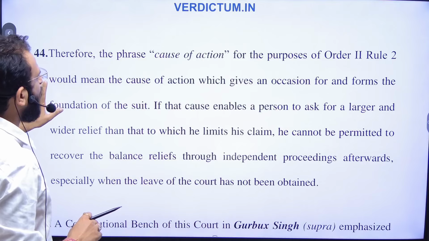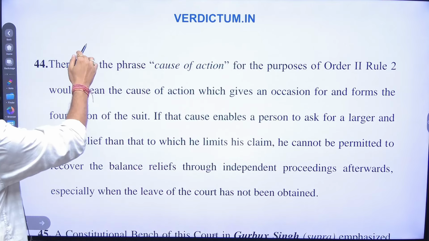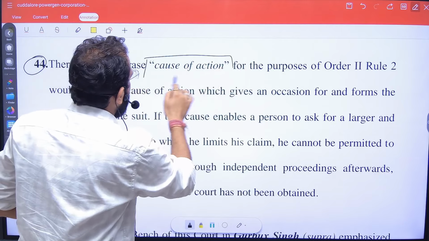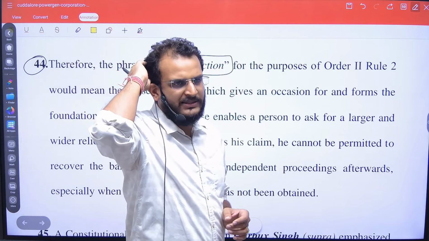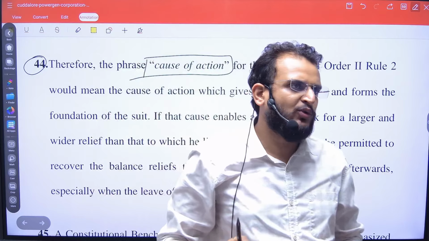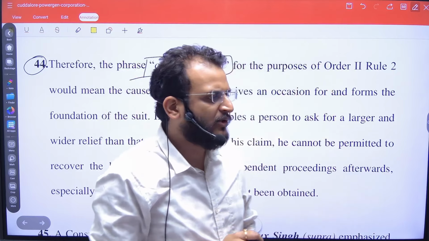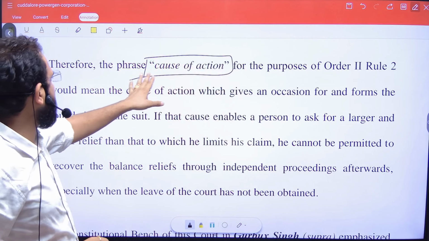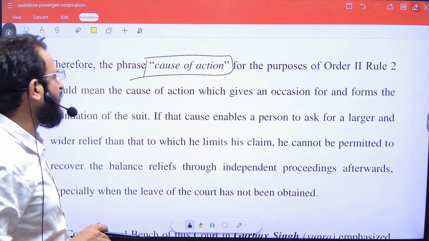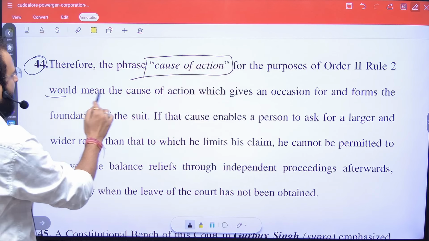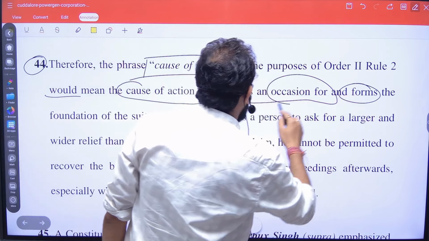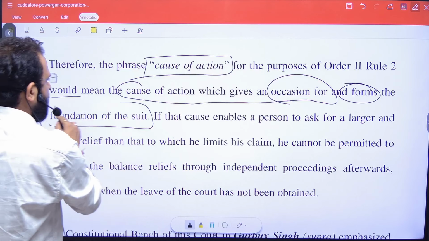Done in para number 44. Just see, it is a very important point. It is saying the phrase cause of action. It is written in Order 2 Rule 2, that from the same cause of action. It is written in Order 2 Rule 2 Sub Rule 2, from the same cause of action. So they have interpreted the term cause of action. They are saying the phrase cause of action for the purpose of Order 2 Rule 2 would mean the cause of action which gives an occasion for and forms the foundation of the suit.